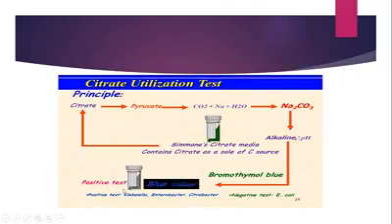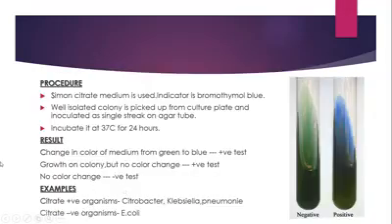So now the procedure. The Simmons citrate medium is used, and the indicator used in this test is bromothymol blue. Again the same procedure: a well isolated colony is picked up with the help of the inoculating loop from the culture plate, and it is inoculated as a single streak on an agar tube. So this is the tube. You can just make a streak of the colony and then incubate at 37 degrees Celsius for 24 hours, and after that we're going to look for the results.